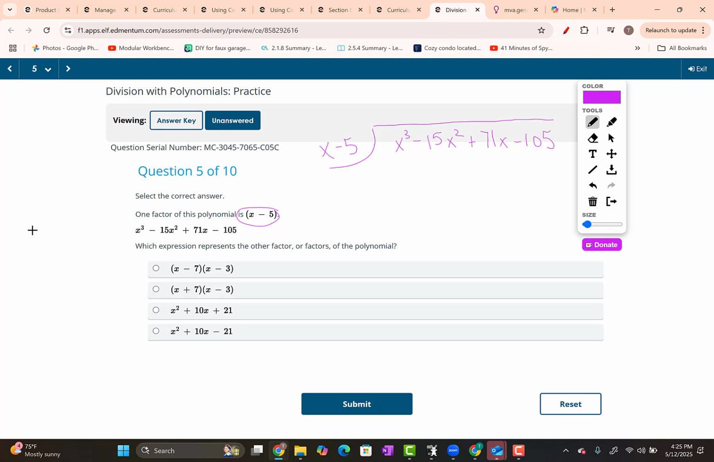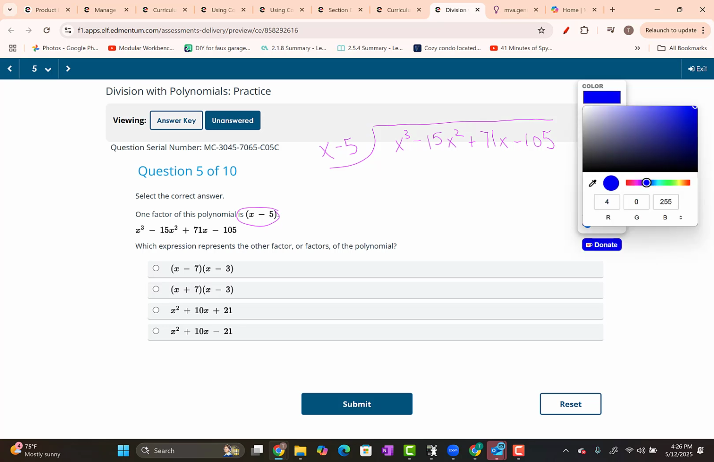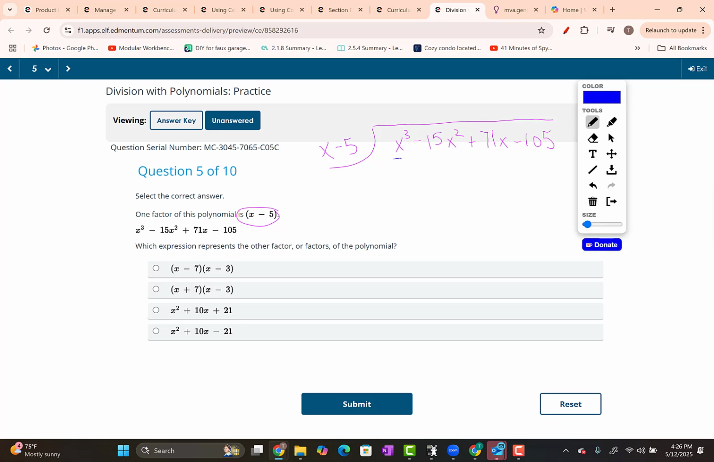So recall, when you use the long division process, we're going to go through the algorithm where we divide, multiply, and then subtract. First we divide the first term, x to the third, by the first term here, x. So x to the third divided by x. When you divide variables, you subtract the exponents, and we just get x squared. So we'll put it over the x squared term.